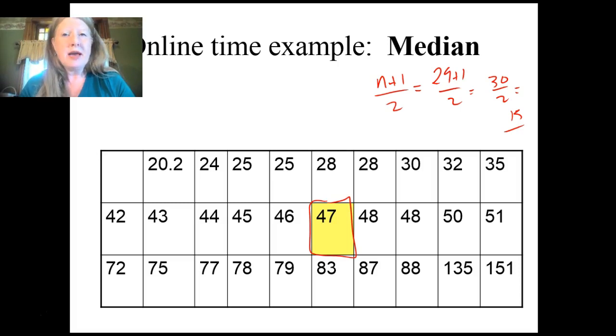An important thing here: since we have this odd number of values and the median is right in the middle, remember we want to lightly cross it out, because when we find our quartiles, we don't want to use that 47 in our calculations.